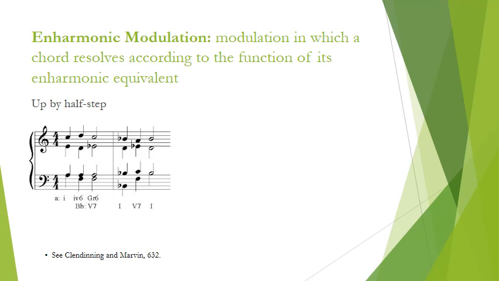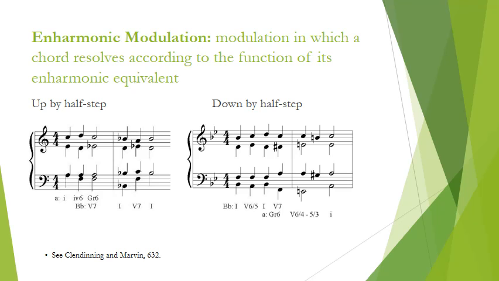Now we can go in the opposite direction, down by a half step. When a dominant seventh in the original key is reinterpreted as a German augmented sixth, we can move down by half a step from our original tonic. This would be the rather less frequent of the two, since it means tonicization of scale degree 7.